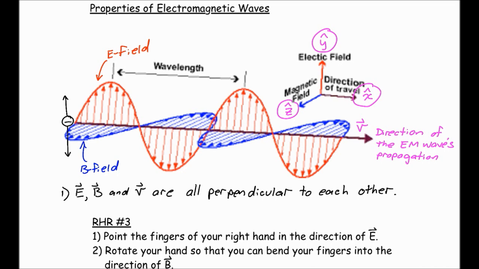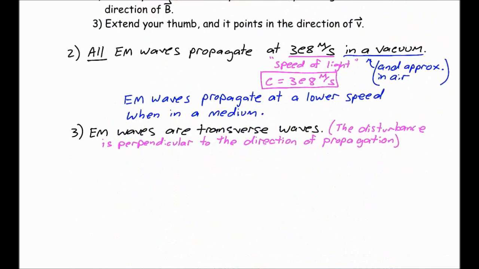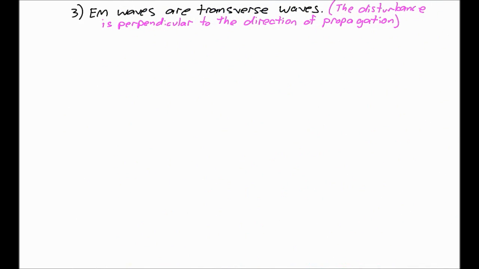Okay, so the next property I've already implied, and that is that electromagnetic waves do not require a medium. So in other words, they can propagate in a medium or in a vacuum. Most waves, like sound waves, require a medium.